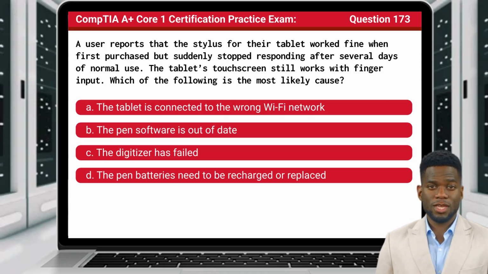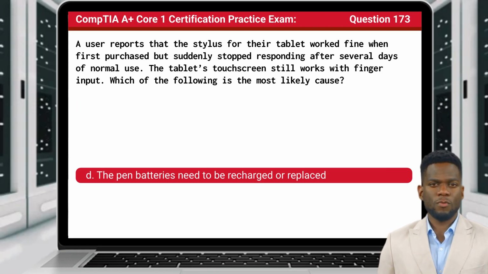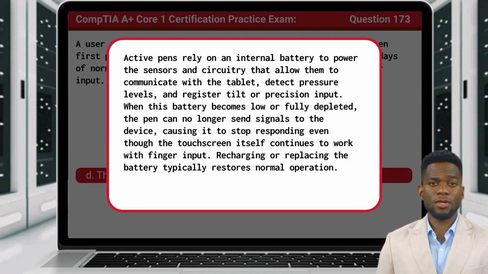The answer is D. The pen batteries need to be recharged or replaced. Active pens rely on an internal battery to power the sensors and circuitry that allow them to communicate with the tablet, detect pressure levels, and register tilt or precision input. When this battery becomes low or fully depleted, the pen can no longer send signals to the device, causing it to stop responding even though the touchscreen itself continues to work with finger input. Recharging or replacing the battery typically restores normal operation.